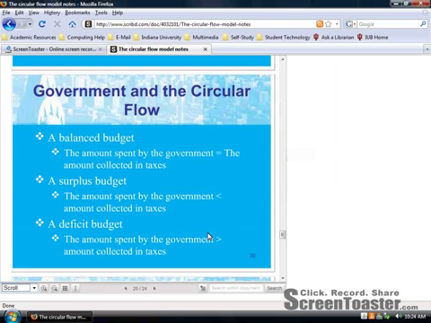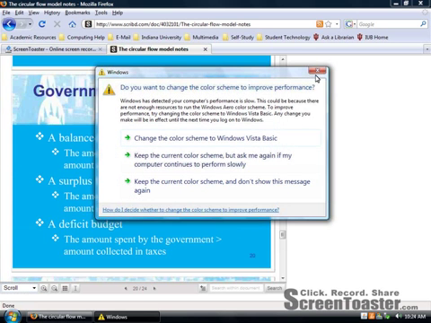Government and the circular flow. A balanced budget. The amount spent by the government equals the amount collected in taxes. A surplus budget. The amount spent by the government is less than the amount collected in taxes. And a deficit budget. The amount spent by the government is greater than the amount collected in taxes.